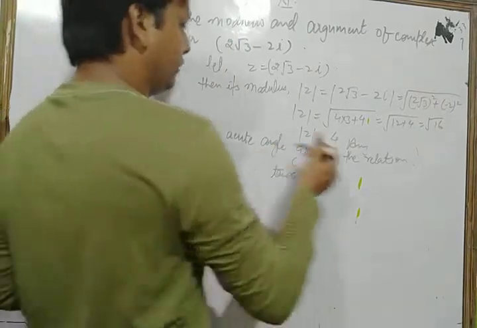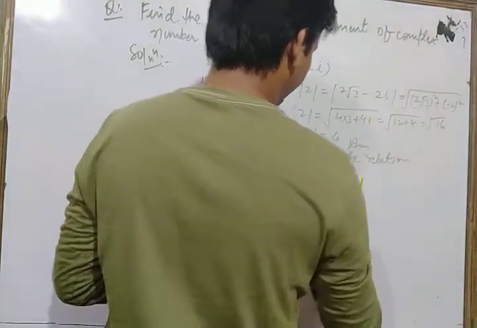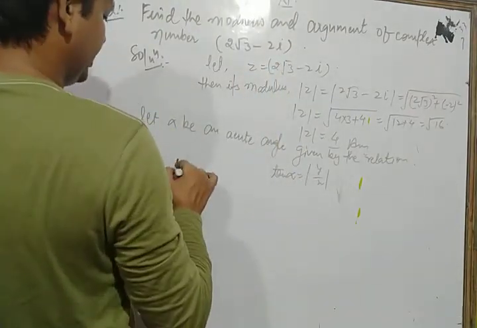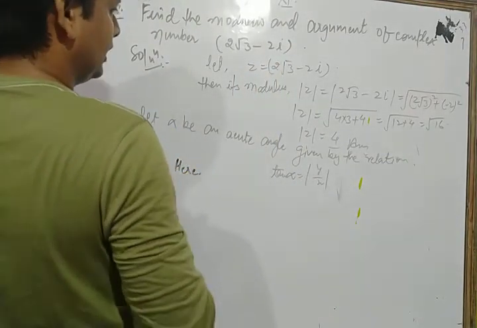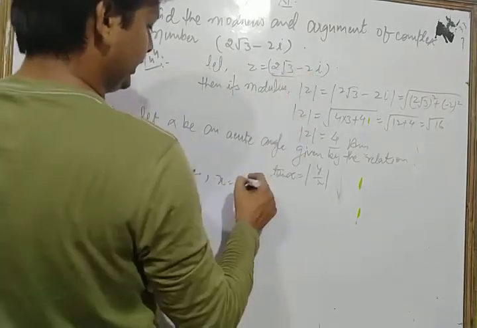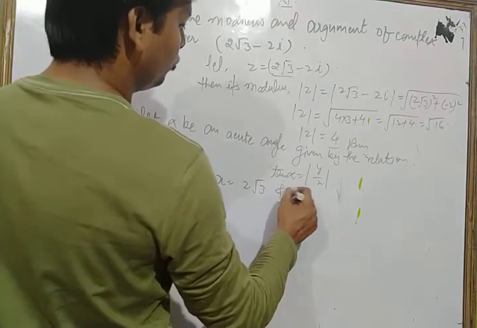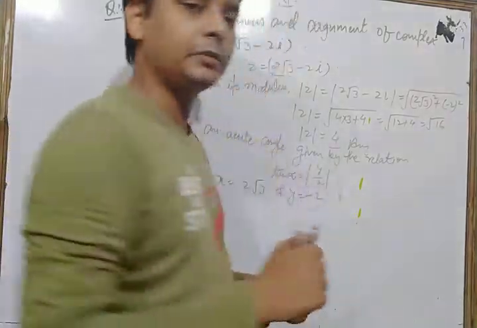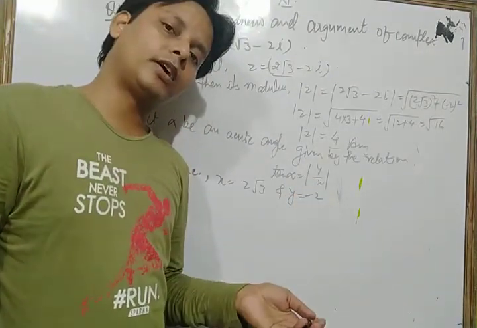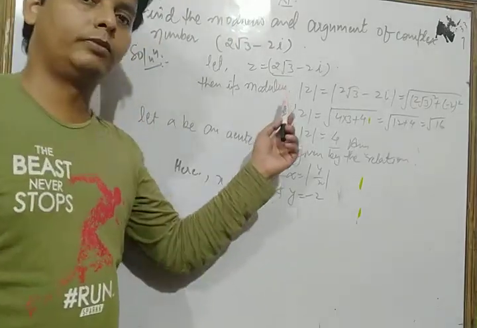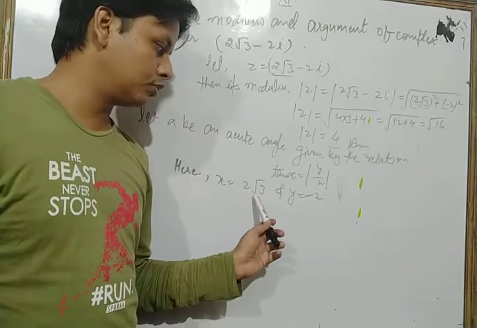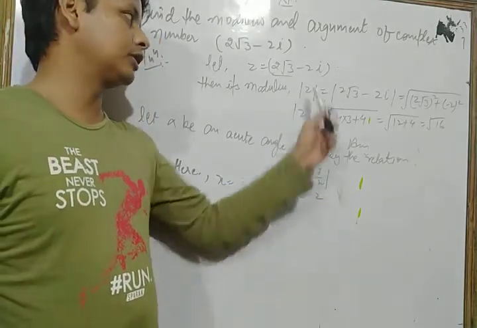Now let's see, we put the values. Here the value of x is 2 root 3, which is the real part, and the value of y is minus 2, which is the imaginary part. Dear students, y is the imaginary part and x is the real part of the complex number. So here the real part of that complex number is 2 root 3, and the imaginary part is minus 2.